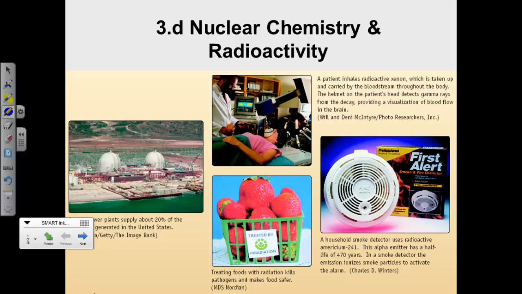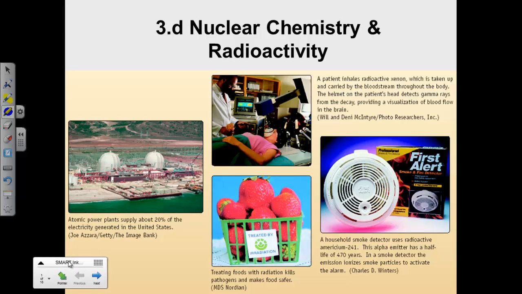Okay, today we are going to talk about nuclear chemistry and radioactivity, which is an integral part of nuclear chemistry and learning about the atom. On this first slide, you just have some real-world examples of where we use nuclear chemistry in today's society. We can use it as a power source. It's used to treat our food to make it safer, with the strawberries down here.